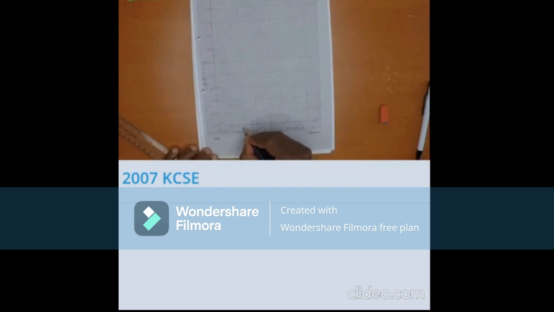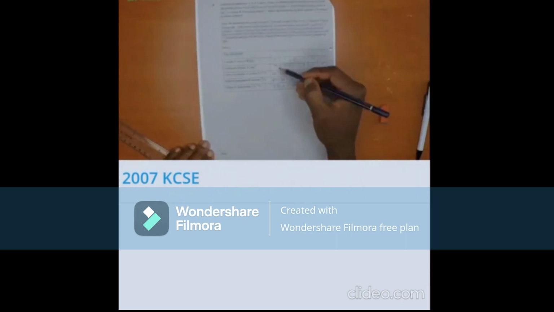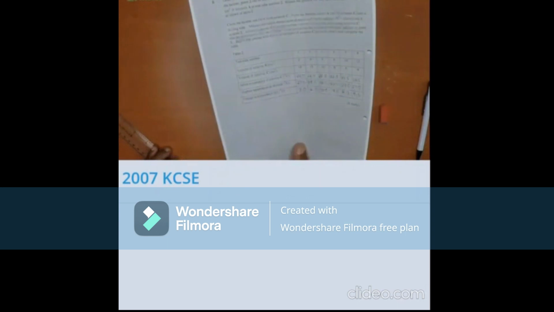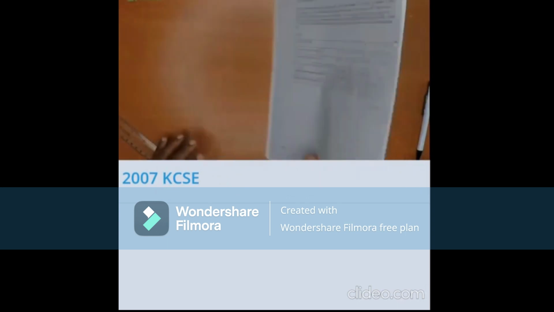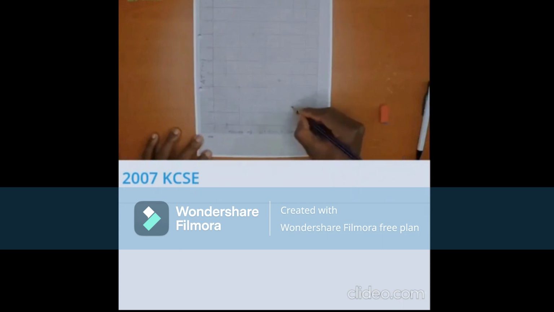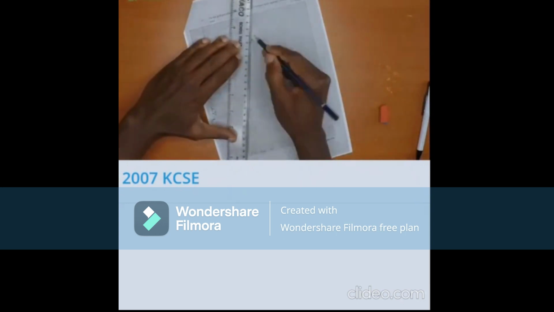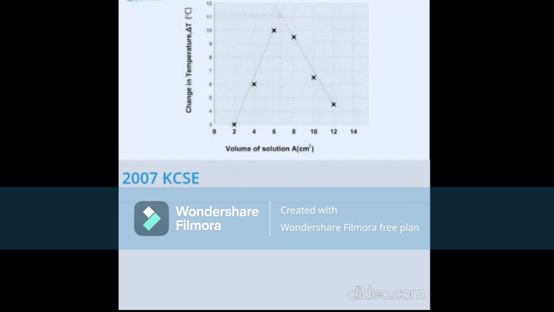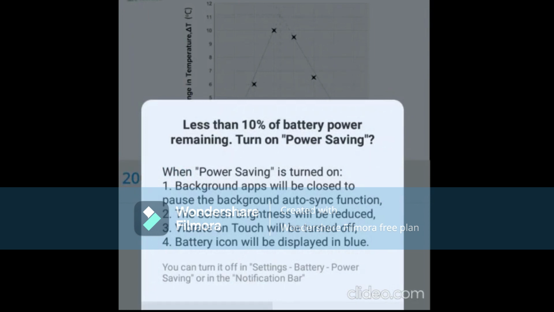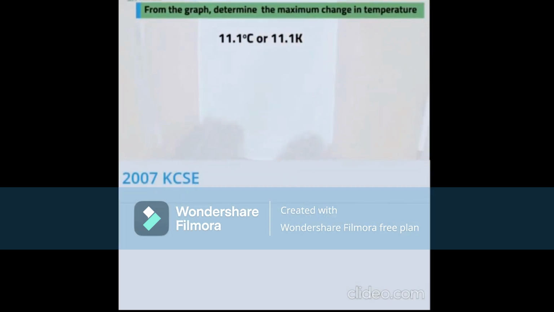Now you'll see my lines. I'll join my lines, and at some point my lines will meet. Funny enough, these lines will meet at the point whereby our actual temperature didn't reach. Now it is very important, that is where you determine your maximum change in temperature. That is 11.1. You have seen where the lines meet. Sometimes students take the highest point. No, where the lines meet. Now from the graph, look at the volume. From that graph, draw a line coming down. You will get the volume.